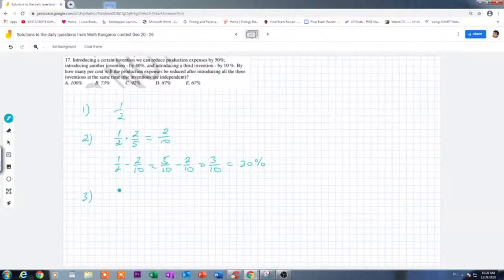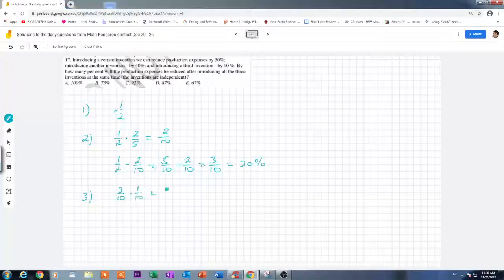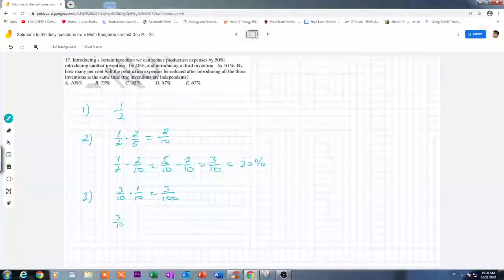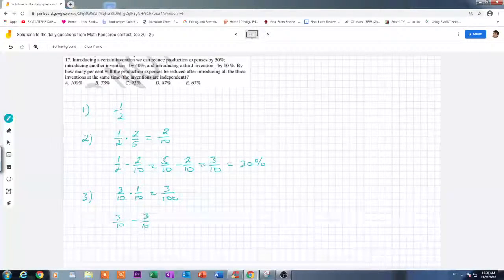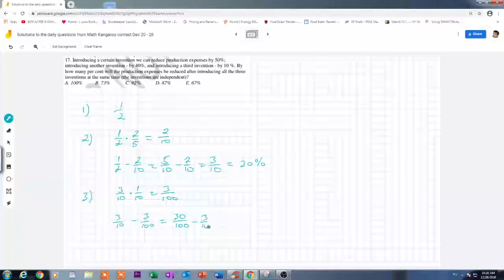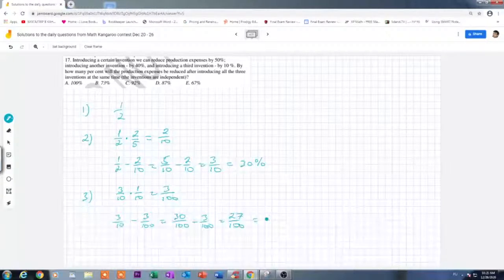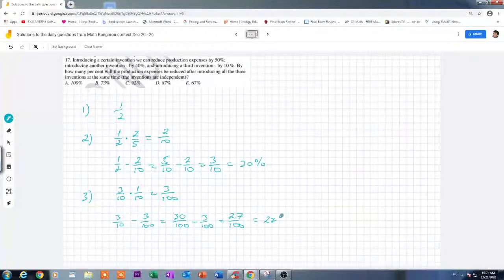So we introduced the third invention, and then another 10% was cut. So 3/10 times 1/10, so it will be 3/100, right? And then 3/10 minus 3/100, so we have 30/100 minus 3/100 equals 27/100. It's 27% left. So 27% of the original expense is left.